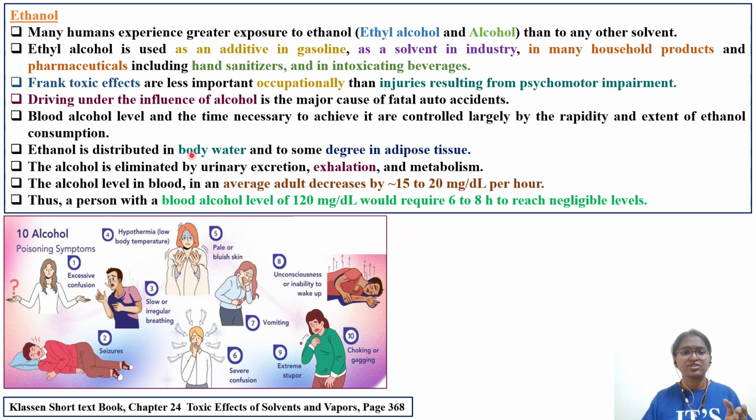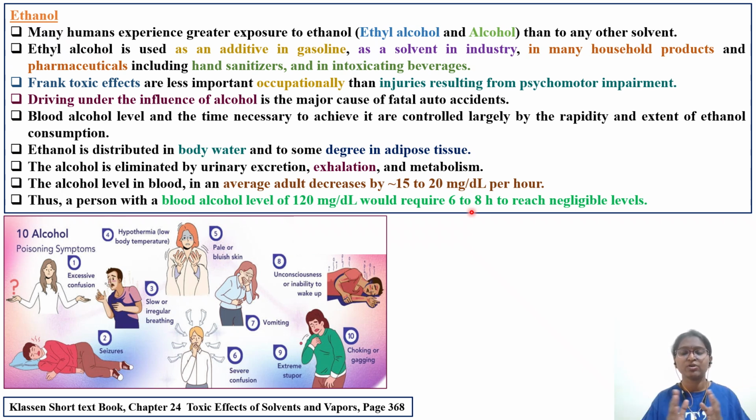Ethanol is distributed in body water and, to a degree, in adipose tissue. There are certain chemicals which distribute, go and bind to the tissue, including adipose tissue, and alcohol similarly. The alcohol level in the blood of an average adult decreases by 15 to 20 mg per deciliter per hour. So a person with a blood alcohol level of 120 mg per dL would require at least 6 to 8 hours after taking alcohol.